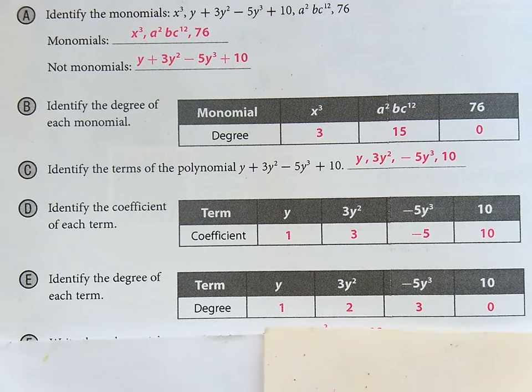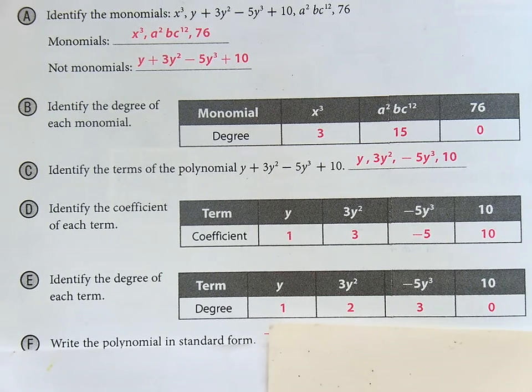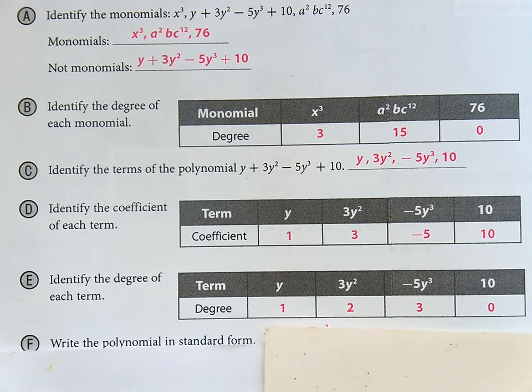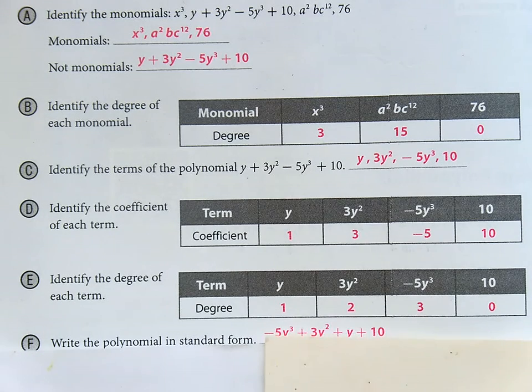Yep. So write the polynomial in standard form. So the only thing that means is to rewrite it in decreasing exponents. So pick your largest, your next, and your last is standard form. So go ahead and pause the video and you can write it in standard form that way. And check your answers.